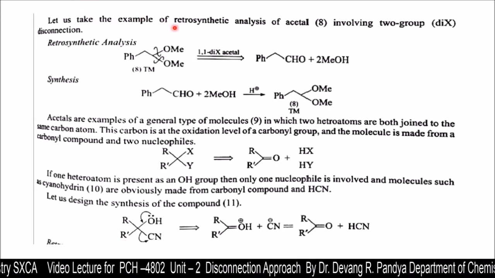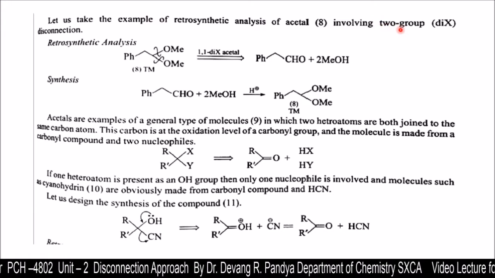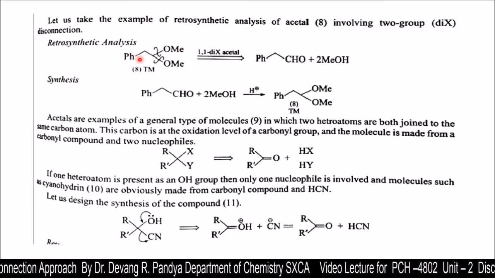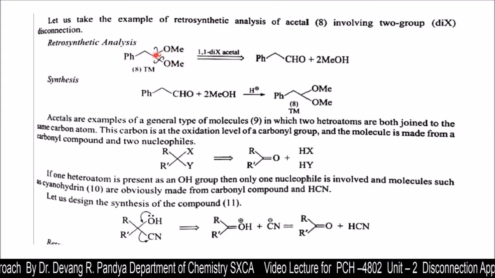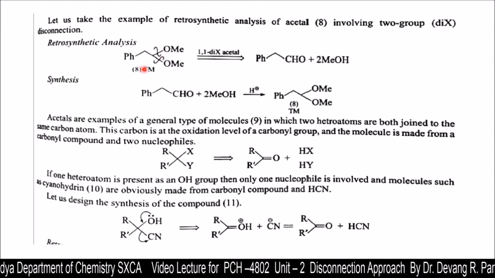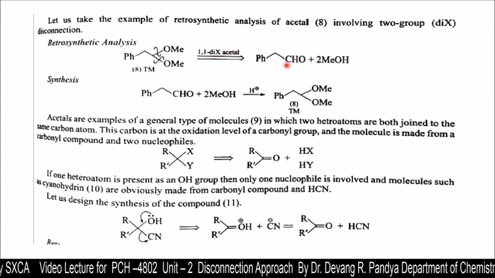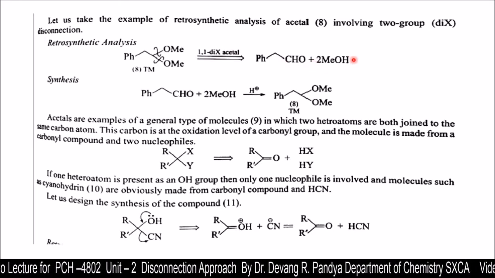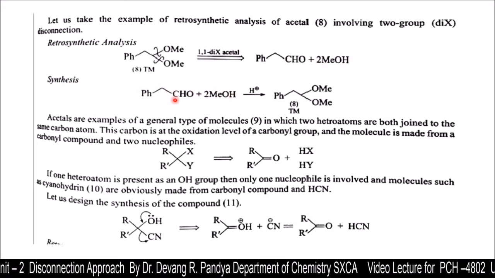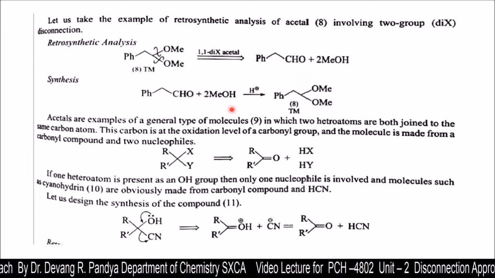Now let us take the example of retrosynthetic analysis of acetal, that is structure 8, involving two-group diX disconnection. Here the retrosynthetic analysis is given, and you can see we have put two wiggly lines over here in the target molecule from the carbon to the heteroelement. So it is a 1,1-diX acetal, and we are going to get benzaldehyde and two moles of methanol. Now the synthesis involves these two in acidic conditions, and we are going to get our target molecule.